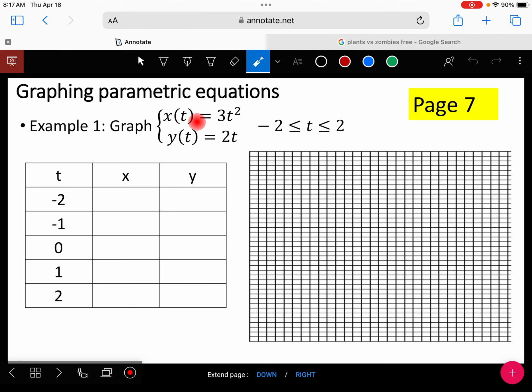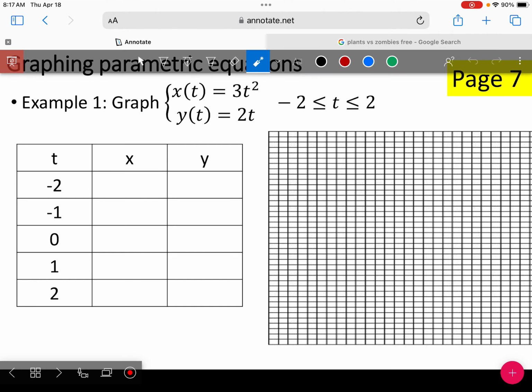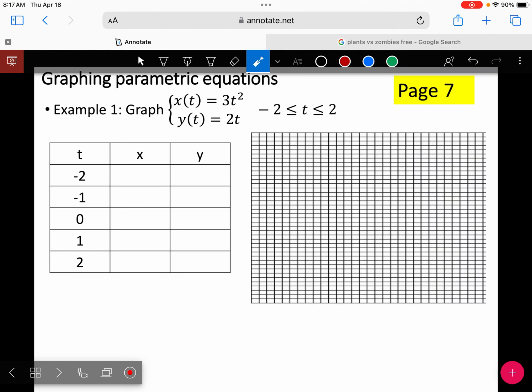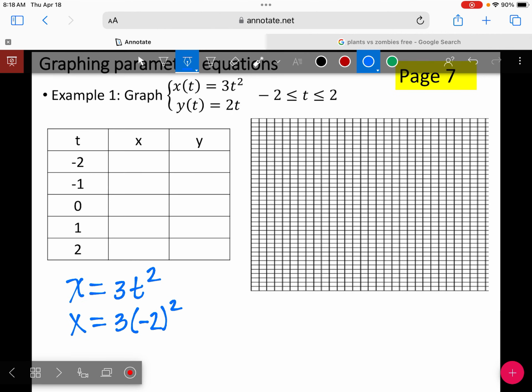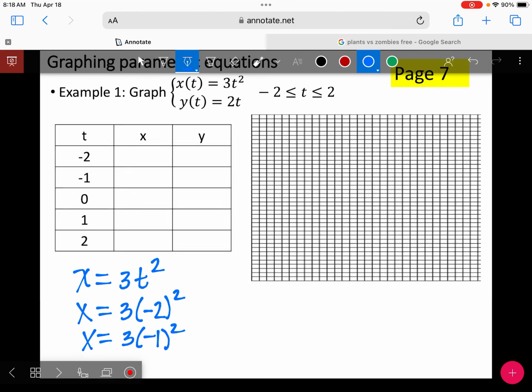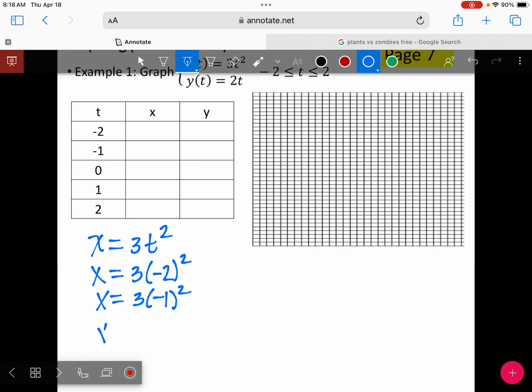So for this first one, it says X equals, let me go ahead and expand my page down a little bit, this first one says X equals 3T squared. So I'm going to figure out what is X if I put in all of the values. And you don't have to really write this down per se. So I'm just changing that T value. So go ahead and find your 5 numbers. So you're going to substitute in -2, -1, 0, +1, and +2.